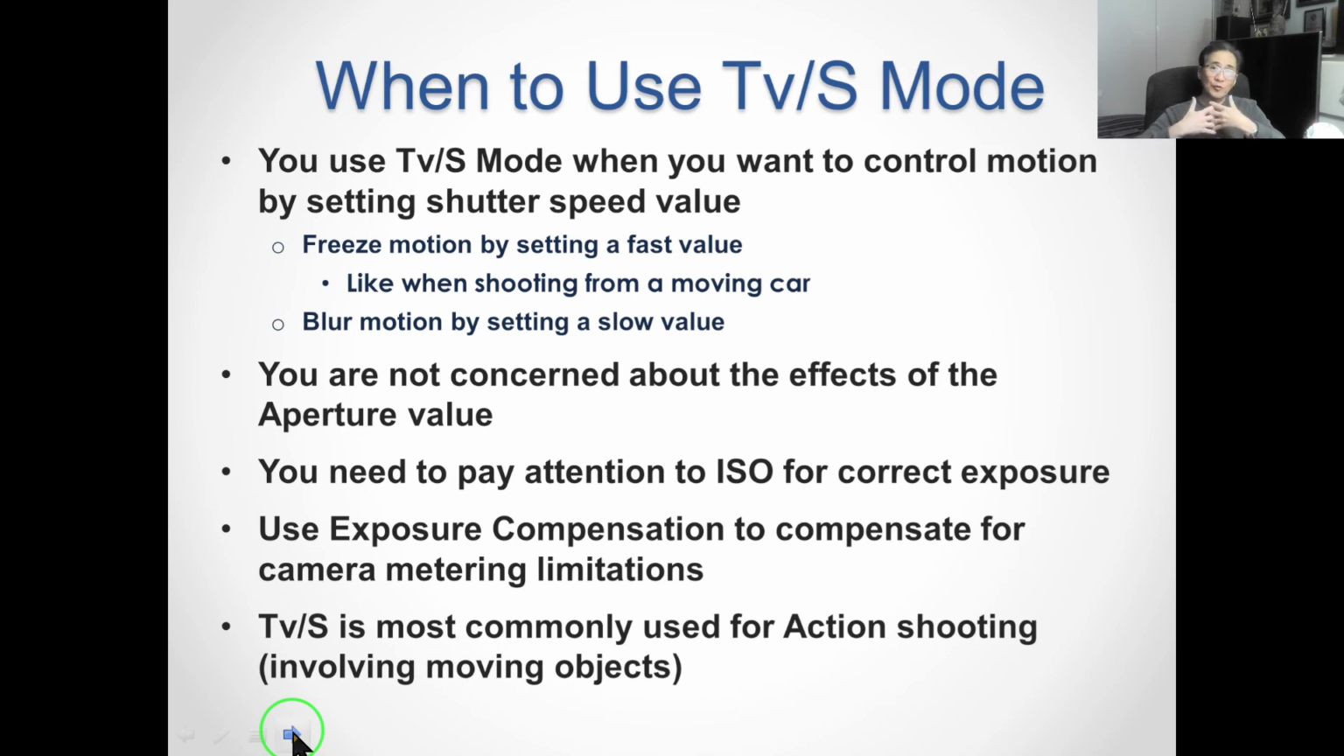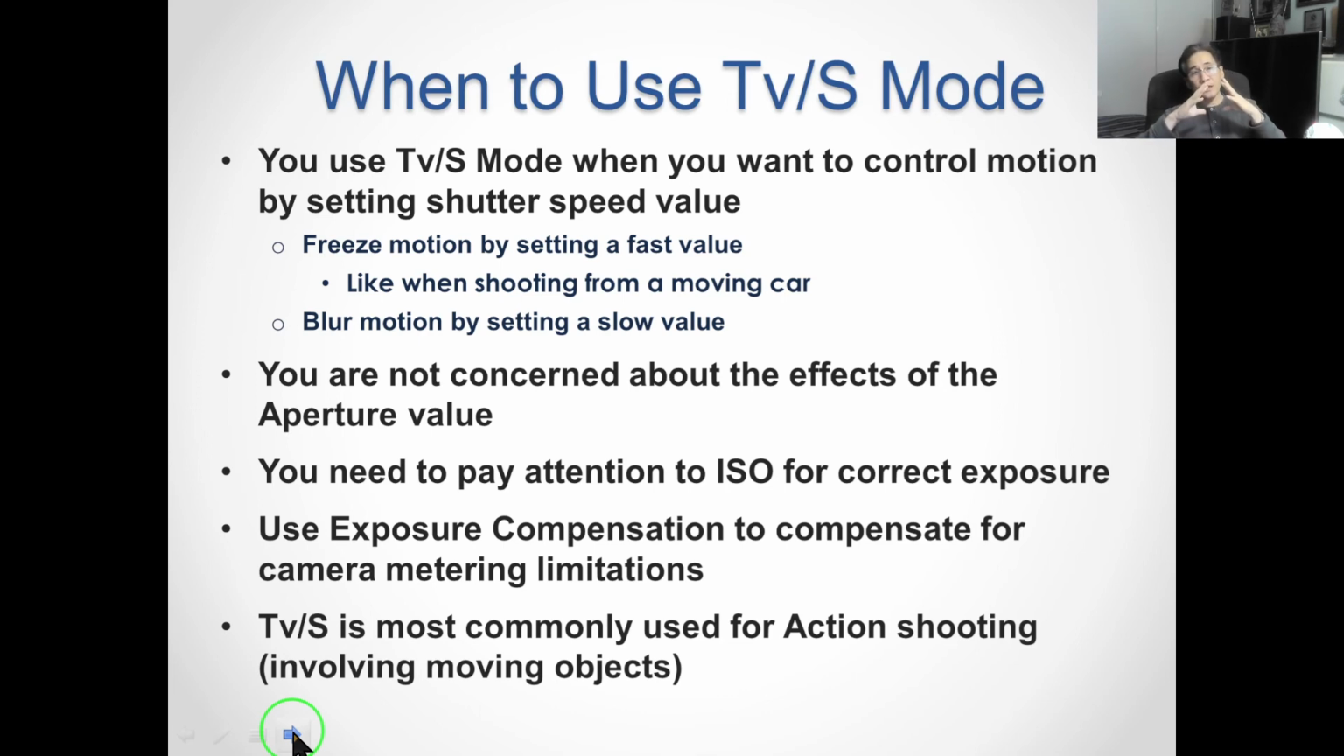And some people don't use exposure compensation. I use it all the time. I cannot do without it. Then you need to be using something like spot metering, so that you can spot meter the area that you want the exposure to be correct. All right, so you have to worry about that.